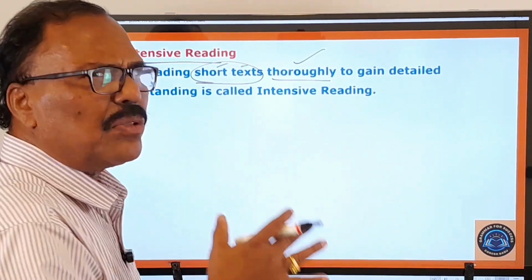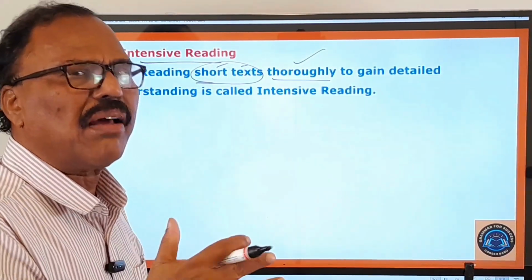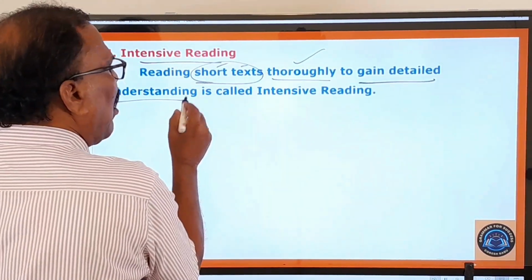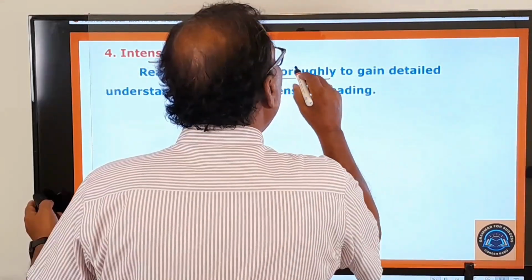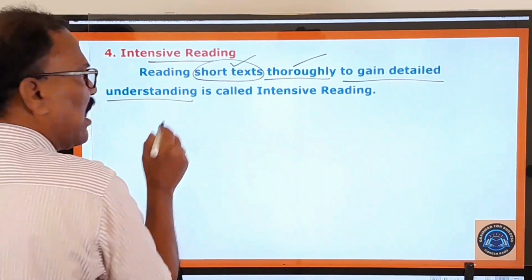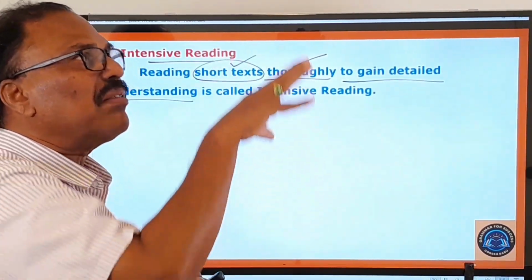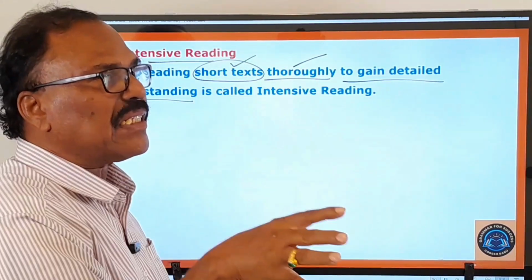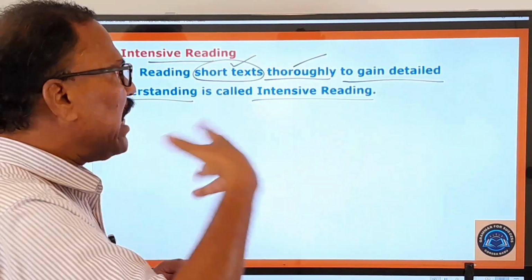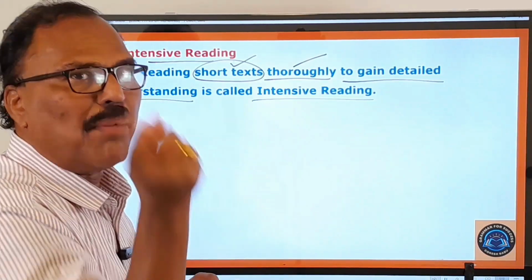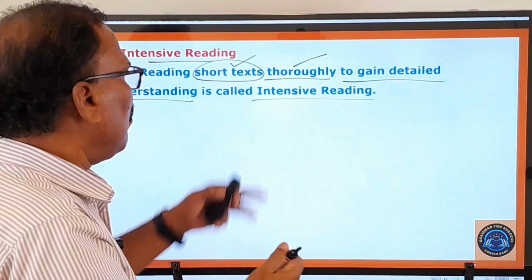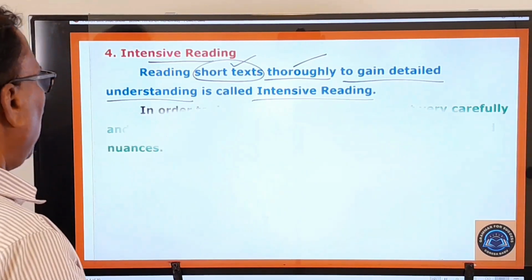Thoroughly means through and through, or totally, or completely, to gain detailed understanding of the topic. Why do you read that passage thoroughly? To gain detailed understanding. You want to understand the whole passage or the whole text thoroughly well. If you read any passage thoroughly to get some detailed idea about that passage or text, that kind of reading is called intensive reading. And here you pay attention.